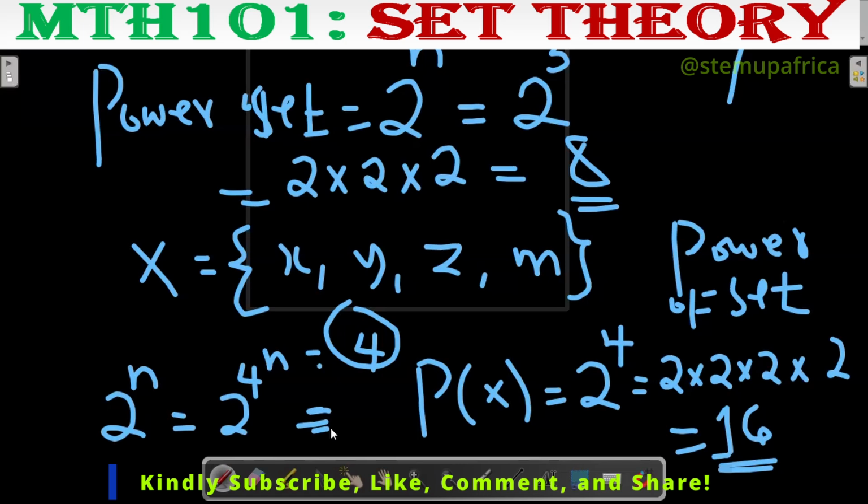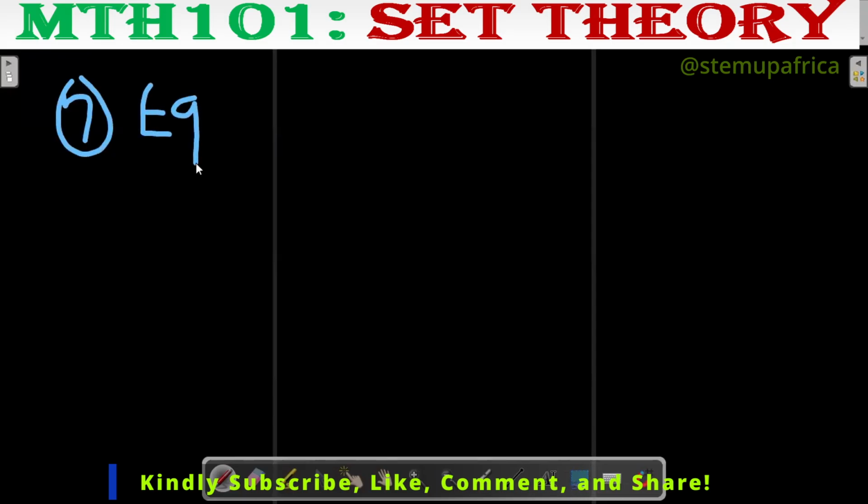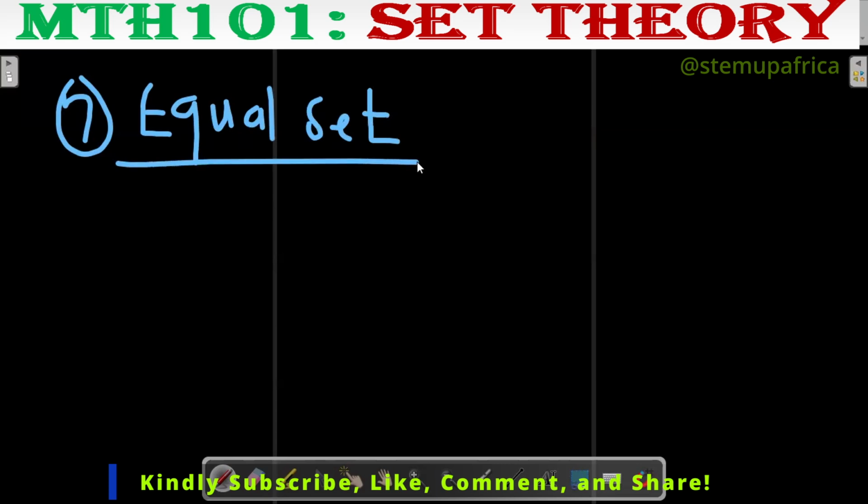So these are the types of sets that we have, and you need to take a good note of them. It's very, very important. Take a good note of them. So we also have what we call equal sets, number 7. I would call equal sets.